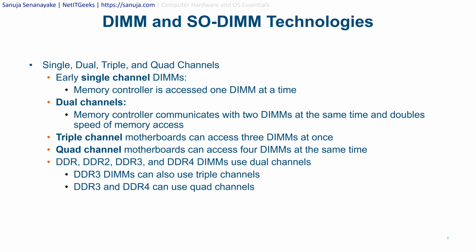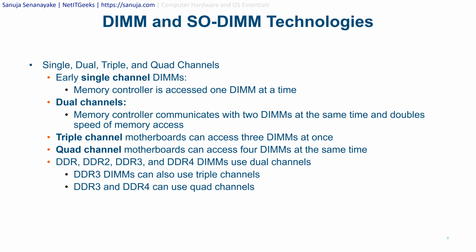Triple channel motherboards can access 3 DIMMs at a time, increasing the efficiency and the speed. When you go to quad channel, the motherboard increases the efficiency again by accessing 4 DIMMs at the same time. So by going from single channel to dual to triple to quad, we are increasing efficiency not only in terms of access speed, but also power efficiency.